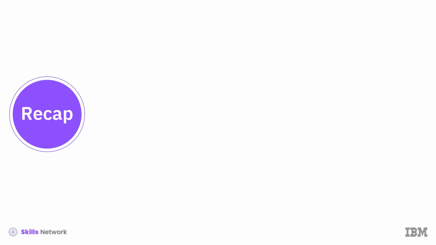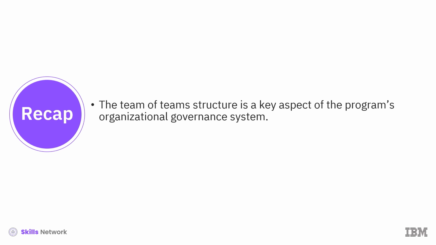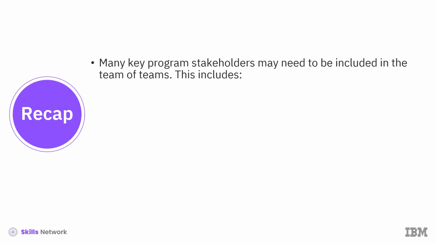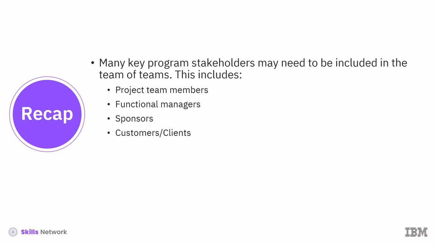In this video, you learned that the team of teams structure is a key aspect of the program's organizational governance system. The program manager identifies and leads the team of teams. Many key program stakeholders may need to be included in the team of teams. This includes project team members, functional managers, sponsors, customers or clients, end users, suppliers or vendors, and other stakeholders.